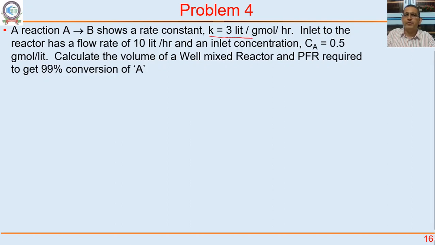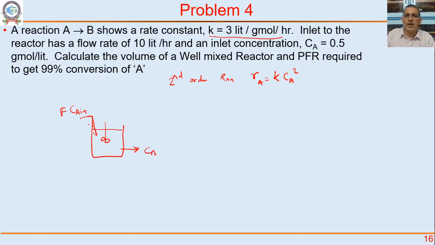Okay, so what does this K tell you? It's a second order reaction. So our rate must be K Ca square. Right. Now we want a well mixed reactor. Well mixed means continuous steady state well mixed. So flow rate, Ca in, Ca out, and a plug flow reactor. Flow rate, Ca in, Ca out.